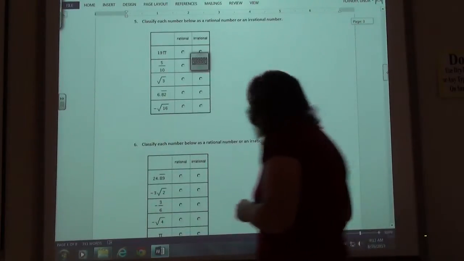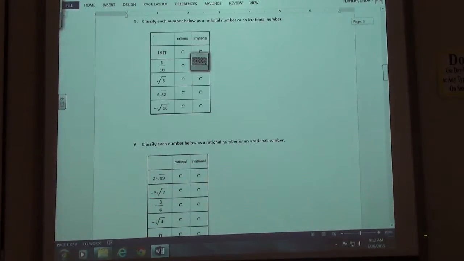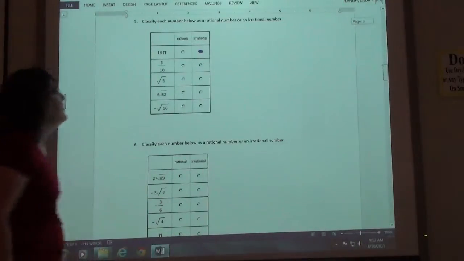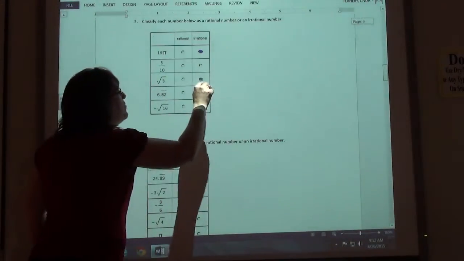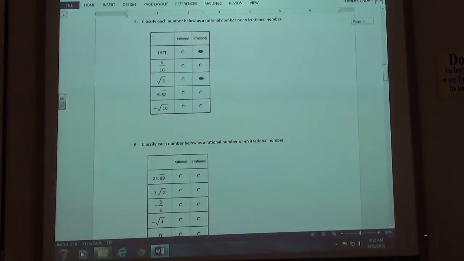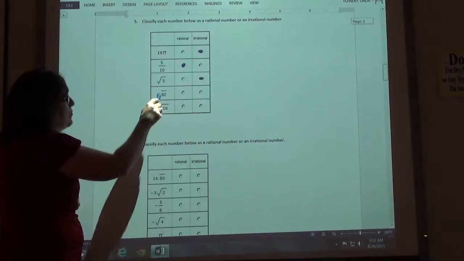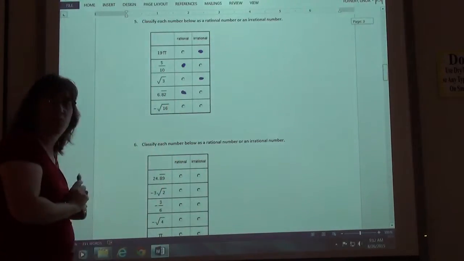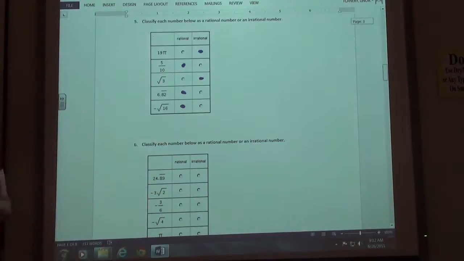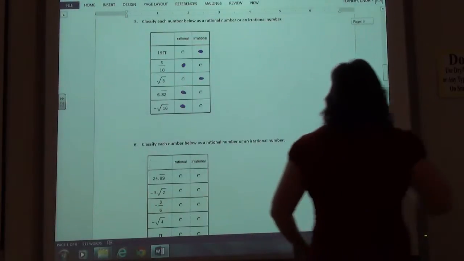So, number 5. Look at your list, pick out the 2, because there's always on ALEKS, they're not very creative, just going to be 2 that are irrational. Which 2 are irrational on number 5? The 19 pi is irrational, and the square root of 3 is irrational. That means the rest should be in our rational column. Here we have a fraction, which is what a rational number is. Here we have a repeating decimal, and here we have a square root that's a perfect square, and so all of those are rational. Go ahead and do number 6 while I move the board.